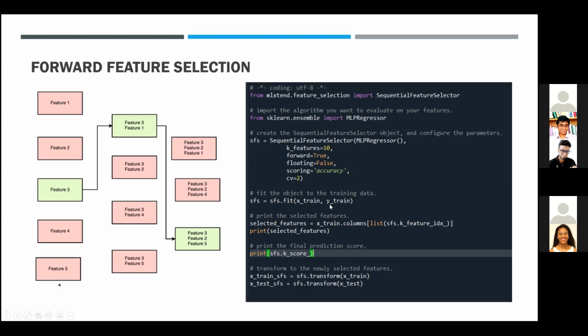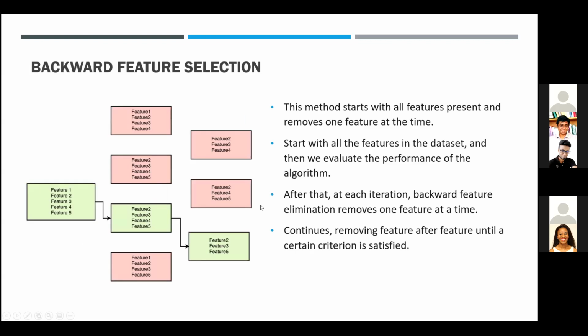So it does the training, and then it splits the training data set and the test data set, and then it uses that to evaluate. And then you can get the selected features by using the k_feature_idx method from this. So it's very straightforward to implement.